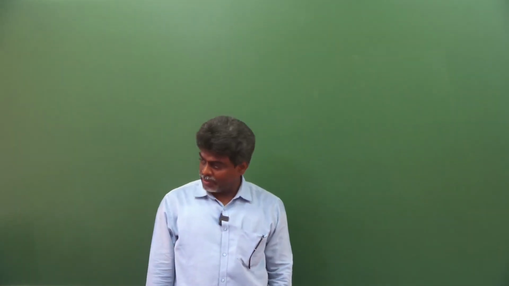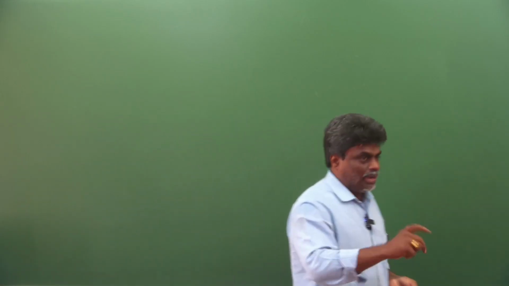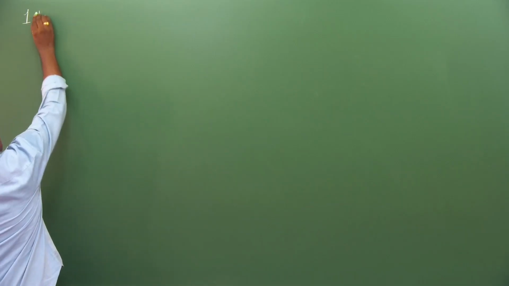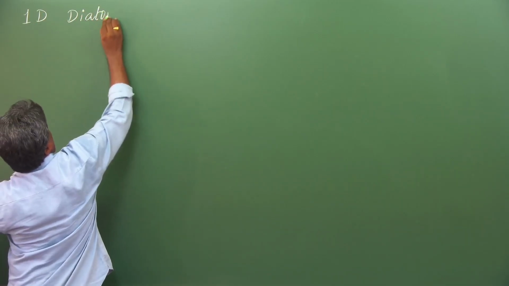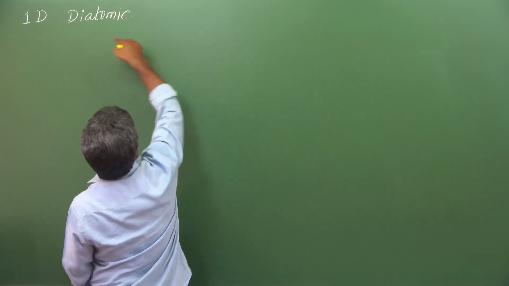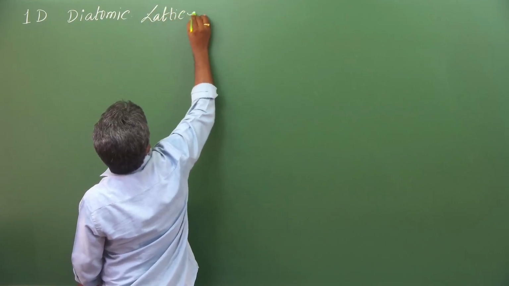Ready? Right. So this is what we get from this 1D monoatomic lattice. Now let us change this structure. Are you ready? Now I am taking again a 1-dimensional diatomic. Very important this one. Diatomic, 1D diatomic lattice. So here I am taking the 2 atoms.